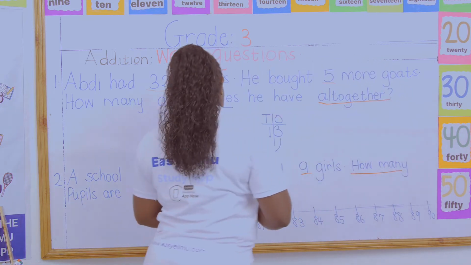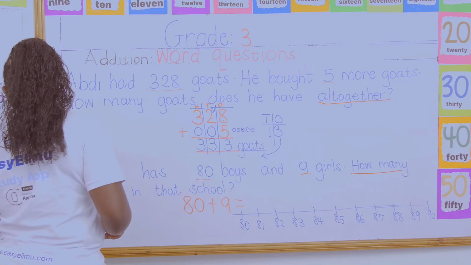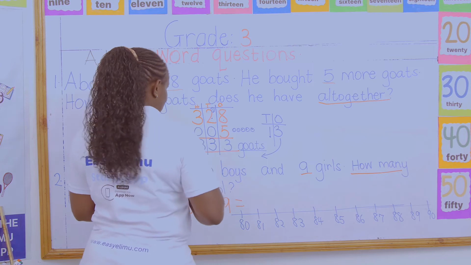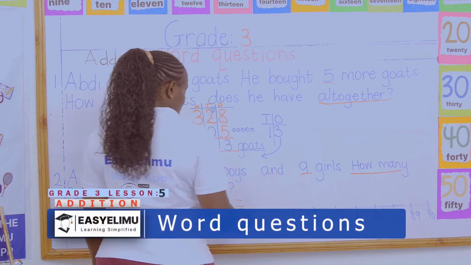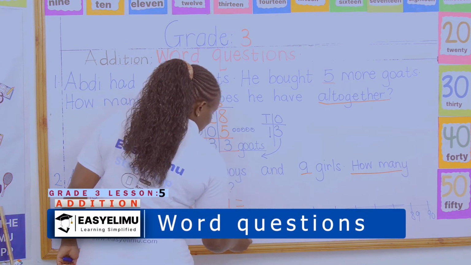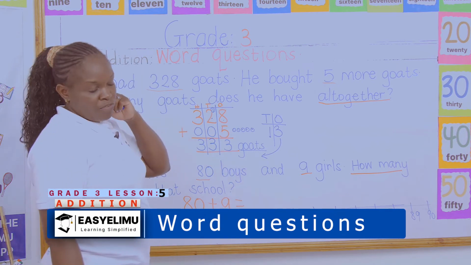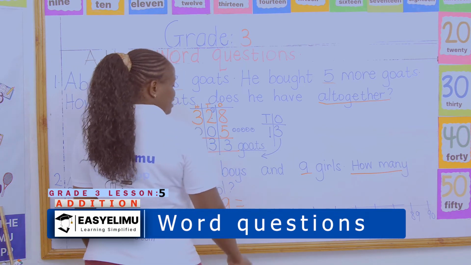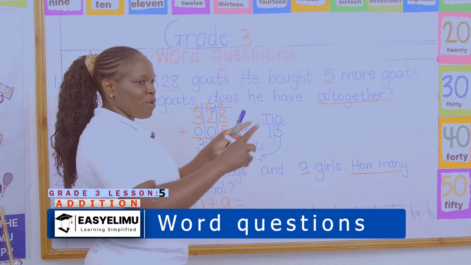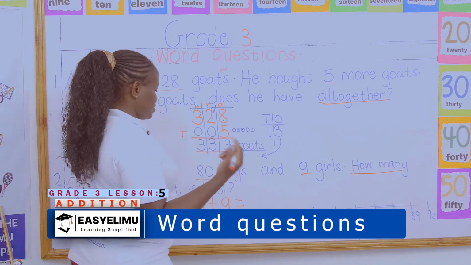So I'll ask myself, which one is my starting number? My starting number is 80. And how many steps am I supposed to move? I am moving 9 steps. Is it backward or forward? I am moving 9 steps forward.